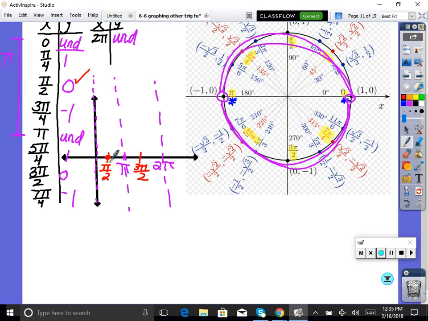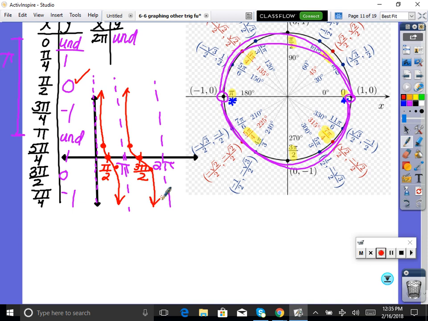At pi halves we're at 0, at 3 pi halves we're at 0, and then notice at pi fourths, we're at positive 1. At 3 pi fourths, we're at negative 1. So it is just the same as tangent. Instead, though, it's decreasing from left to right. So that pattern works here.